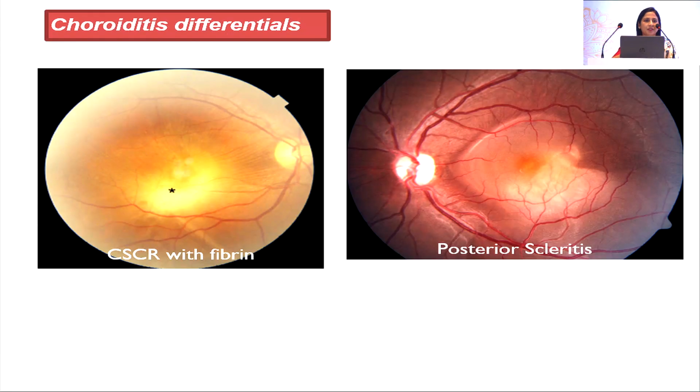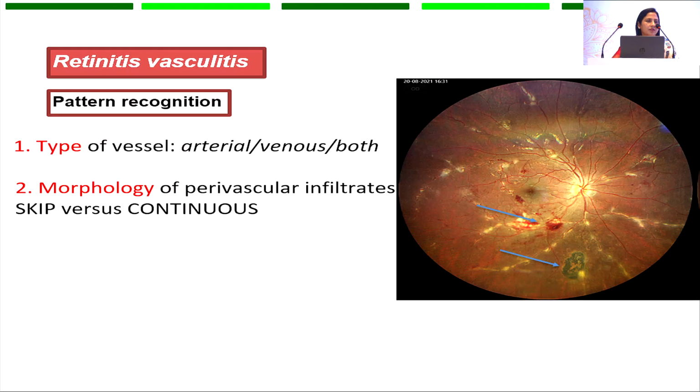So there are many differentials. Supposedly you see something like that, this is not always choroiditis. A simple thing like CSR with fibrin can also look like choroiditis, and posterior scleritis is also pretty common. So you need to differentiate, and I think here comes the role of angiography, and no other investigation is going to help you with that.